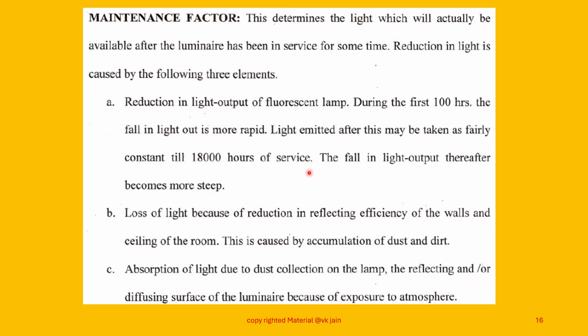Second factor, loss of light because of reduction in reflecting efficiency of walls and ceiling of the room. This is caused by accumulation of dust and dirt. Third, absorption of light due to dust collection on the lamp, the reflecting and or diffusing surface of luminaire because of exposure to atmosphere.